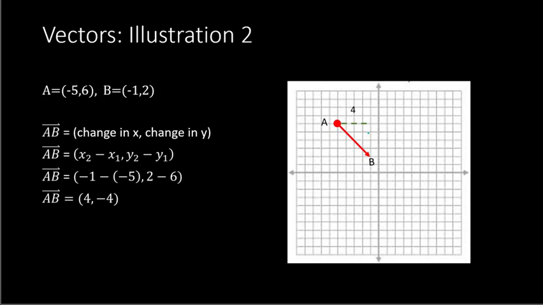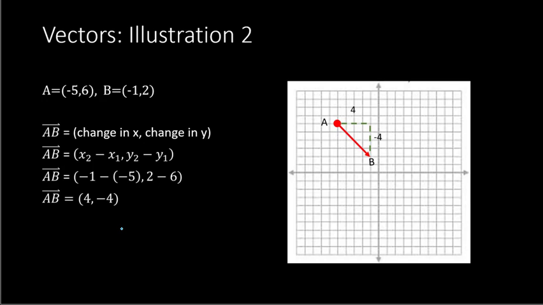And then the change in y is how far down it is going. So down is a negative direction for y. Count 1, 2, 3, 4. It does go down 4 units. So the change in y would be negative 4. So again, this vector, vector AB, would be 4, negative 4.